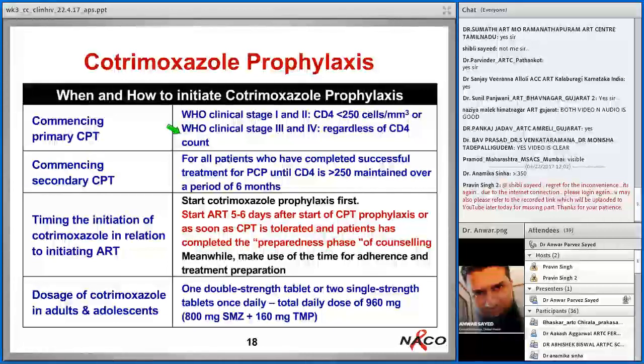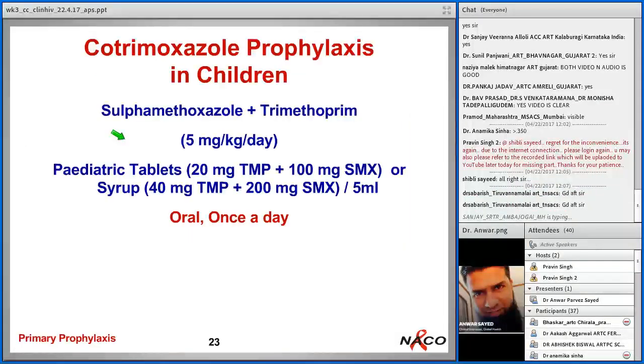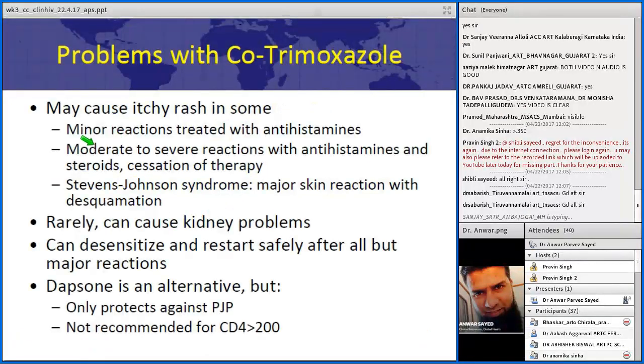So initiation: if ART is indicated, start Cotrimoxazole prophylaxis first, clinically monitor for nausea, vomiting, rash, etc. Then preparatory and adherence counseling, and 2 weeks later, if tolerating, add ART. Now again, it may not be 2 weeks, it can be started within 4 to 5 days. Cotrimoxazole prophylaxis, this is the dose which we already saw in this slide, and in pediatrics it is 5 mg per kg per day.